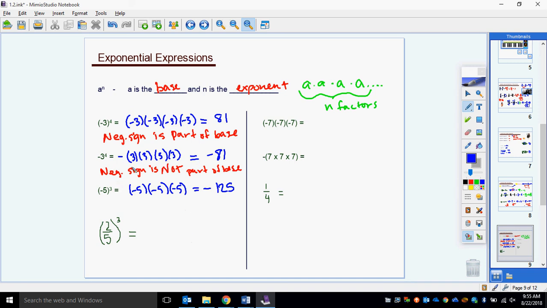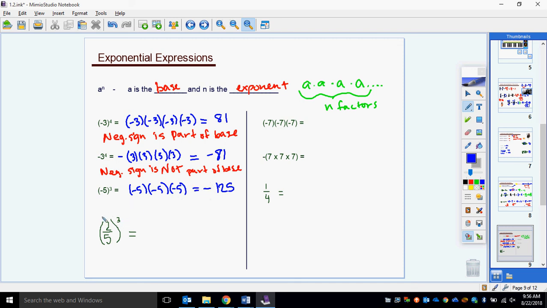So it doesn't matter where the negative is to come up with your answers. For instance, I had parentheses with a negative inside, and my answer was positive there. I had no parentheses with a negative sign, and my answer was negative. So the parentheses are just telling you what you are multiplying by itself. The negatives tell you whether or not your answer is negative.